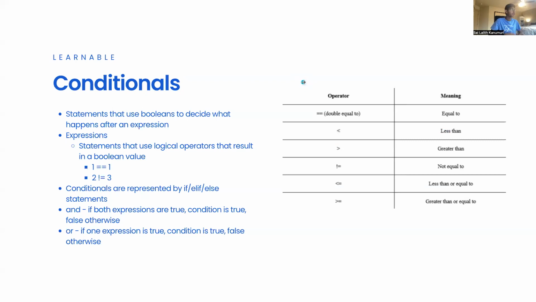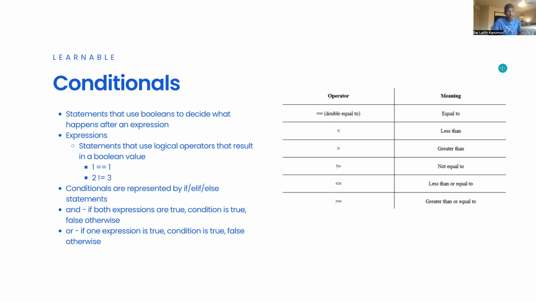So let's first start off by saying what exactly is a condition, right? It's basically a statement that uses Booleans to decide what happens after an expression. For example, 3 is less than 2 is a condition. So it's basically a statement that decides whether it's true or false. Some expressions use logical operations that result in a Boolean value, exactly what I said before. So 1 is equal to 1 is a Boolean expression. But before we go into this, we should look at this chart right here.